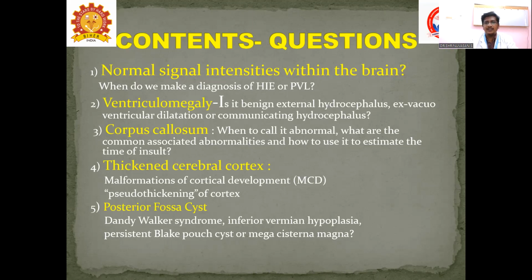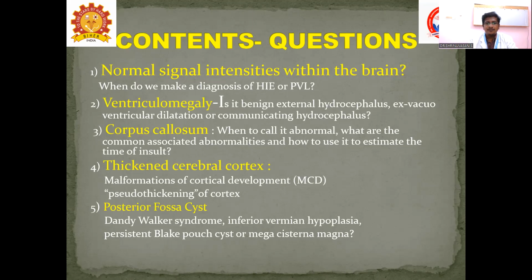Then the last one is the posterior fossa cyst. What is the posterior fossa? The posterior fossa is the infratentorial region, and it has the cerebellum, medulla oblongata, pons, and midbrain structures.